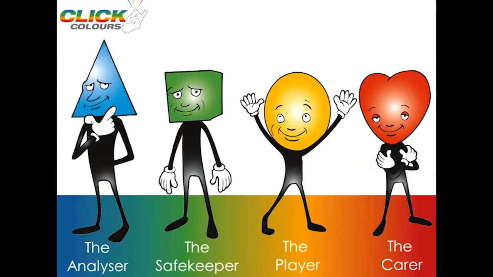Firstly, there's the analyzer. The analyzer is very analytical. The analyzer is a problem solver. Then we have the safekeeper. The safekeeper is very careful, very practical and very organised. So those 2 personality subtypes would be the left brain personality subtypes, if you like to think left brain, right brain. Then we have the player. The player is very curious, very impulsive and very playful. And the fourth one is the carer.